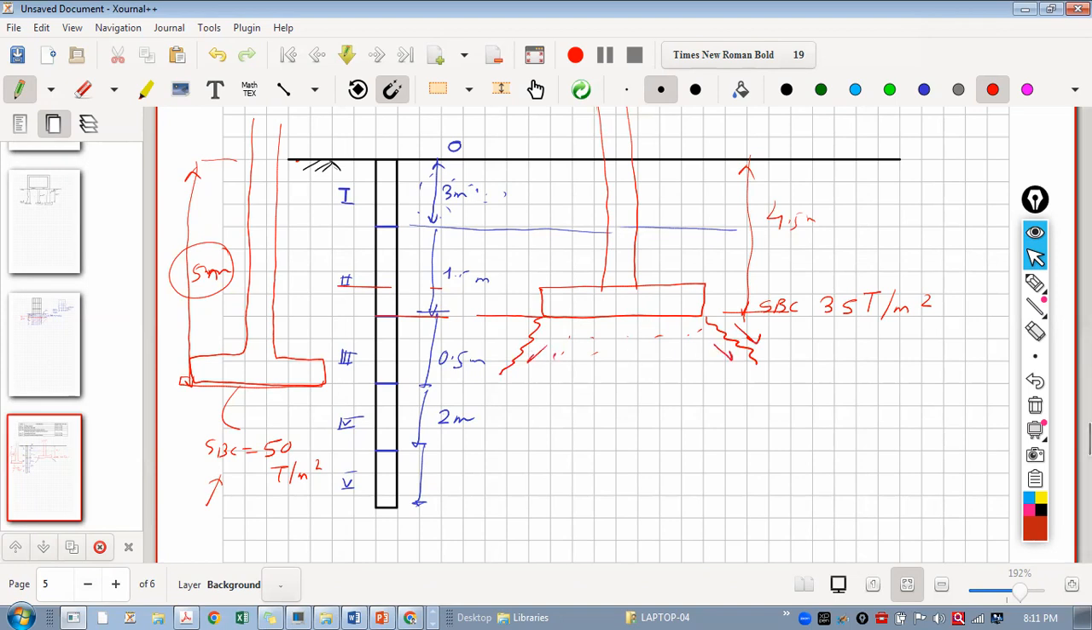And then it will settle down either uniformly or differentially also. So there is a failure plane within the soil, and this failure we call a shear failure. And when the strata below this foundation is soft, there is a possibility that it will fail by shear. That is shear failure.